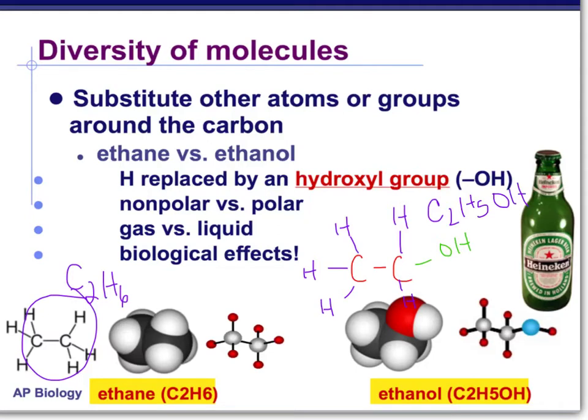Ethane is nonpolar because it's all carbons and hydrogens. Okay, nothing to dissolve, it can't dissolve in water. Ethanol is very polar, and it's polar specifically because of this OH group. That OH group makes it polar. Ethane's a gas, ethanol's a liquid, and the two of them have very vastly different biological effects on humans and other living things.